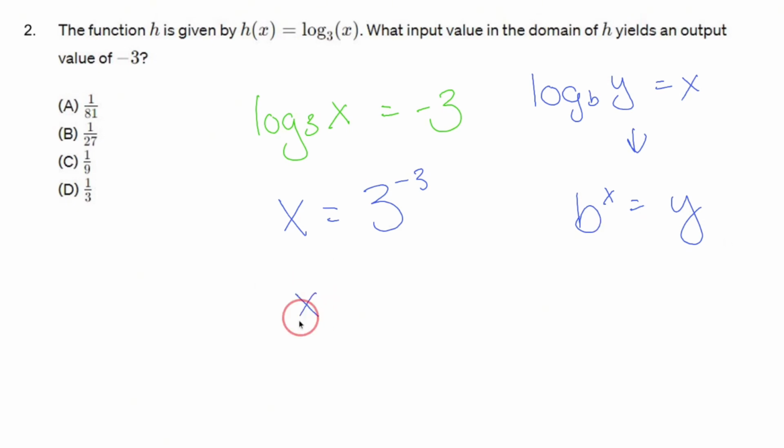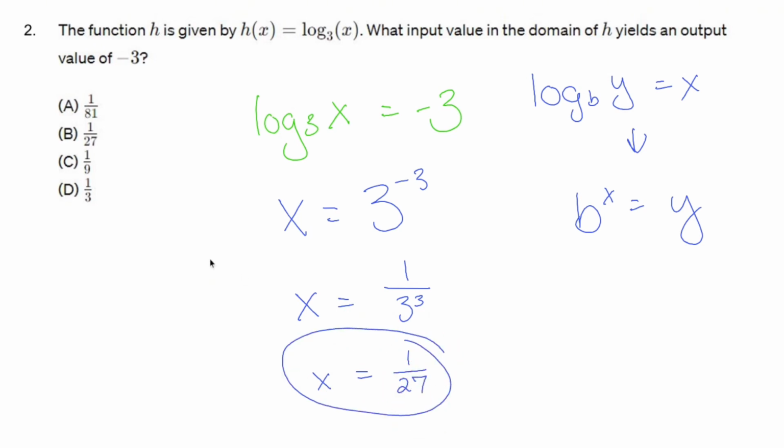So let me see, 3 to the -3 is 1 over 3 to the third, and 3 to the third is 27, so x is going to equal 1 over 27, which is B. That's problem 2.